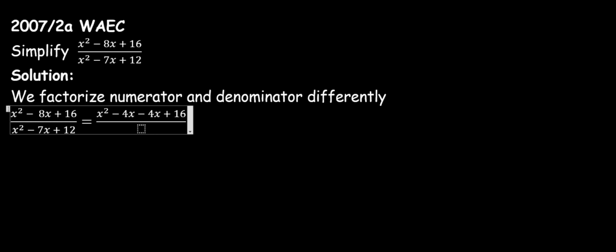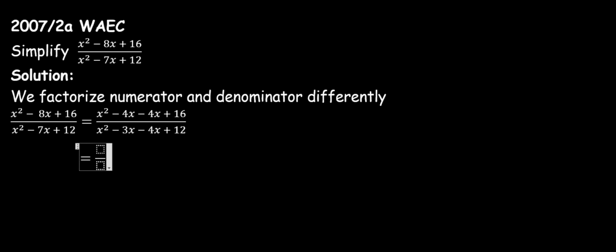x squared minus 4x minus 4x plus 16. And the denominator, similarly, you have a quadratic expression there at the denominator. So we are looking for factors of 12 that when added together will give us minus 7. And those two factors are minus 3 and minus 4. When you multiply them, it will give you plus 12, but when you add them together, it will give you minus 7. Hence, the result of the denominator is x squared minus 3x minus 4x plus 12. And once these have been done successfully, we now move to the next step.